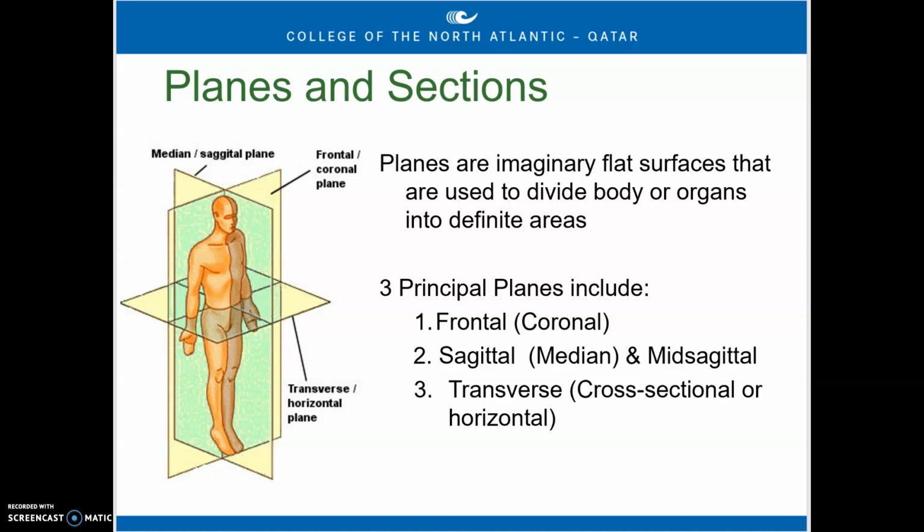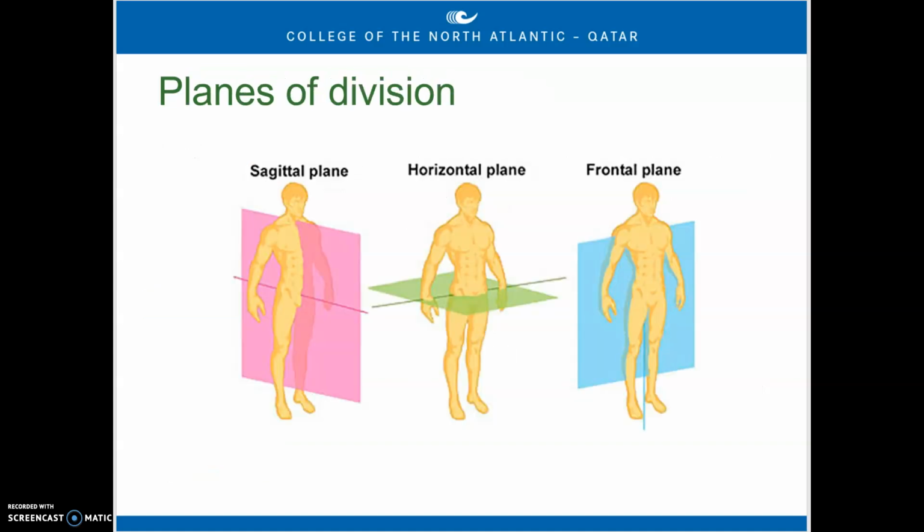Oftentimes when we're doing anatomy lessons or anatomy studies, it's important for us to know if we've got a structure like an organ, for example, how it's sectioned. Did we cut it, in what direction did we cut it in? So the body has three principal planes. Includes the frontal, the sagittal, and the transverse sections. And here's an example of all three of them here.